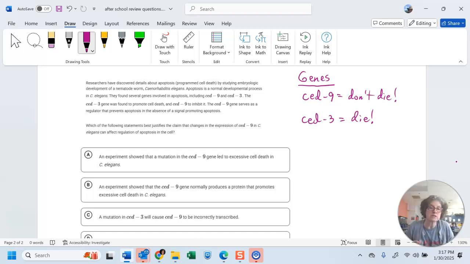Which of the following statements best justifies the claim that changes in the expression of this, meaning if you mess with this or mutate it, what happens? Okay? All right. So choice A says an experiment showed that a mutation in the SED9 gene, if you mutated it, led to excessive death in C. elegans. Does that make sense?